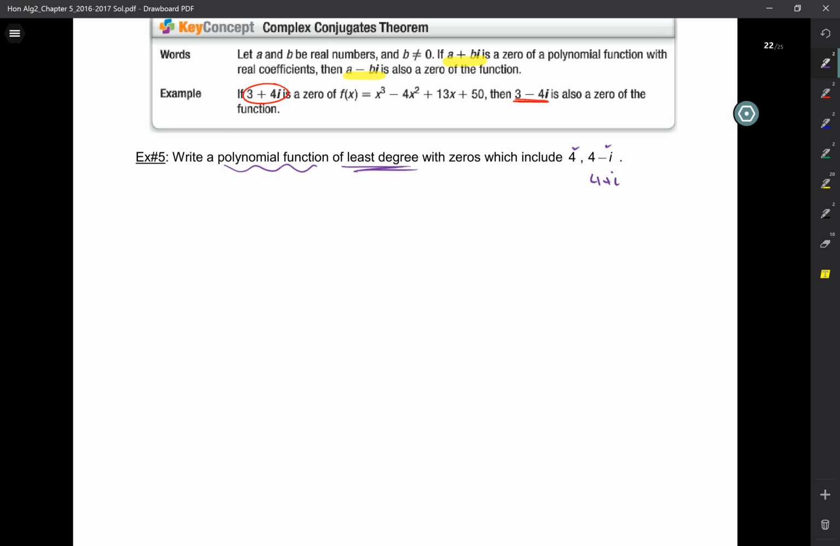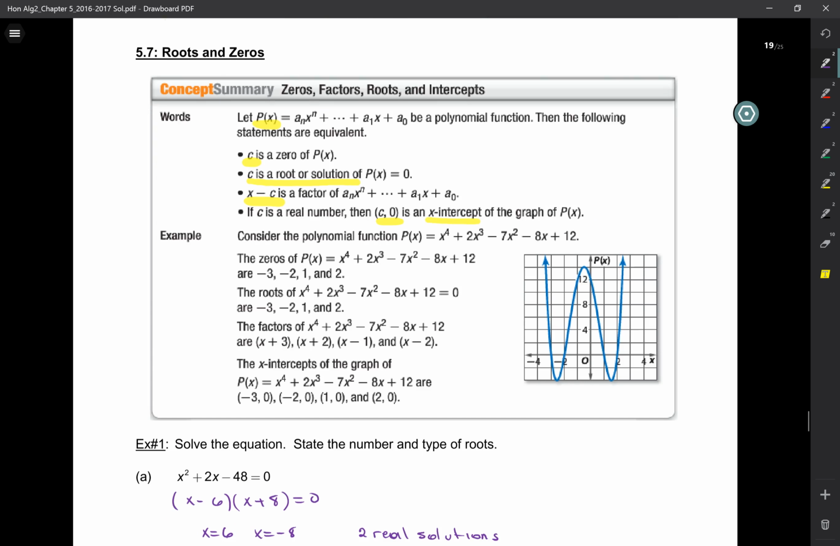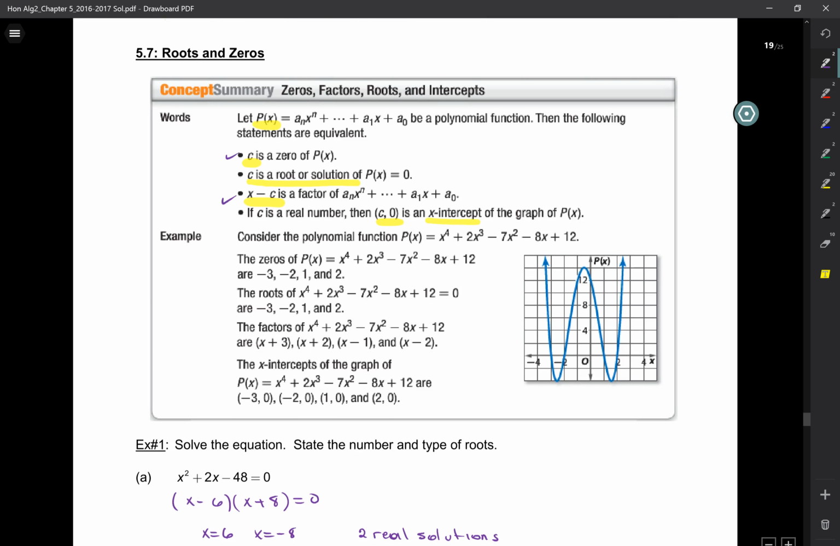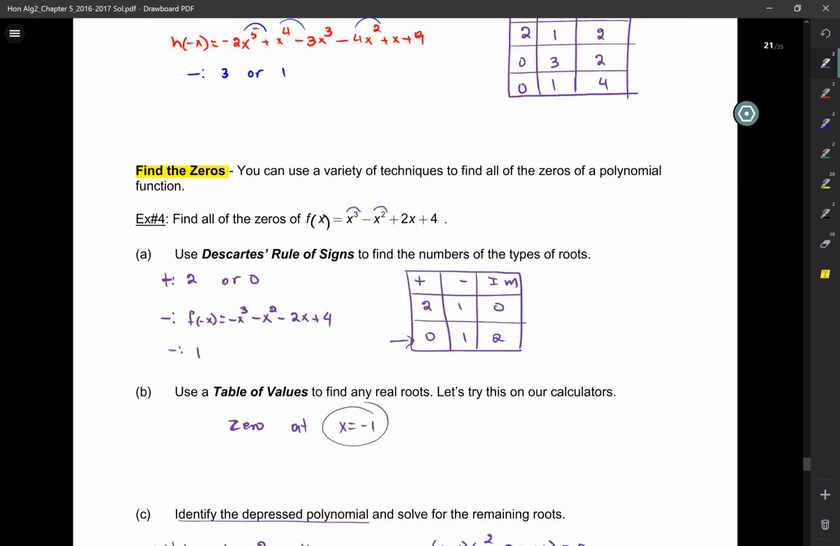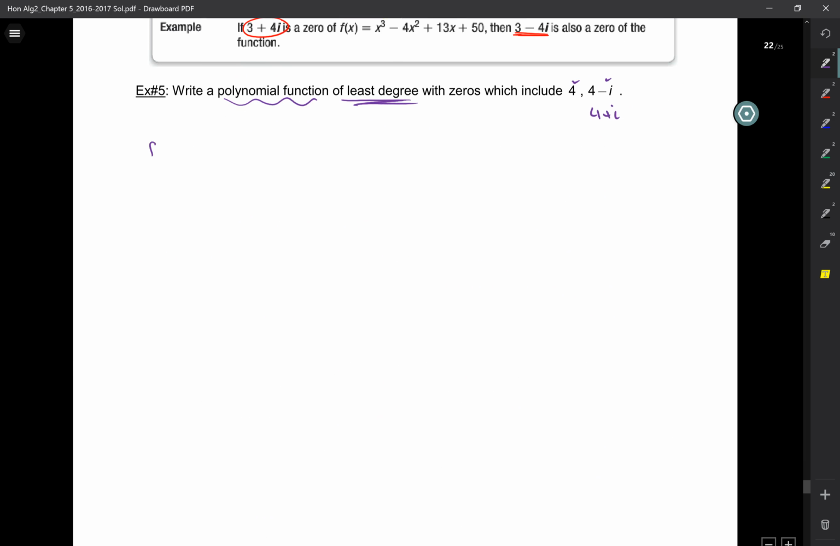All right. Now, remember what we said in the very beginning? If c is a zero, then what's a factor? x minus c. Nice. If c is a zero, then x minus c is a factor. That means if 4 is a zero, then what's a factor of this polynomial? Yes, x minus 4 is a factor. Also, x minus 4 minus i is a factor. Also, x minus 4 plus i is a factor.